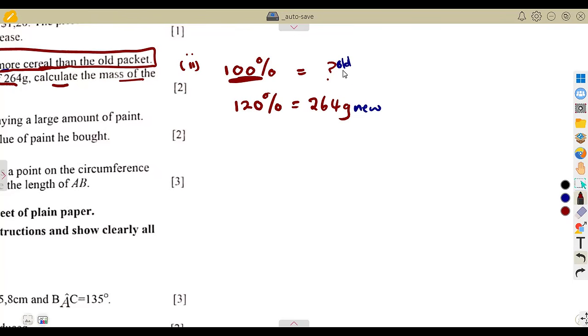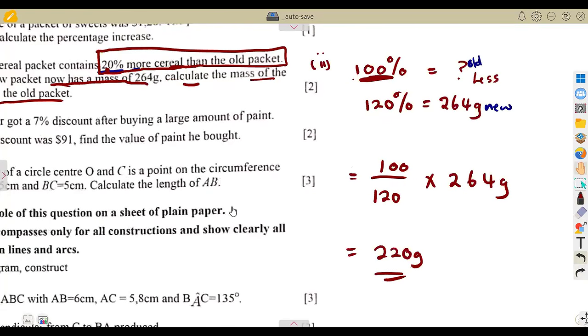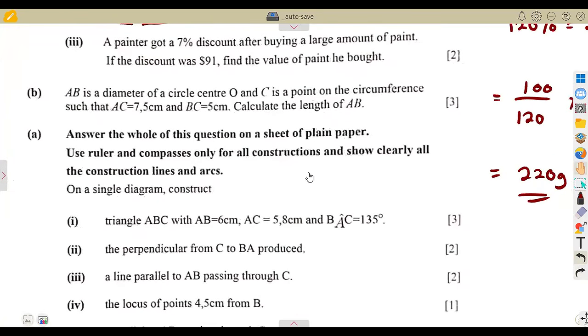So from our simple proportion, we can see that the 100 is a lesser value because 120 is bigger than 100. So this value is going to be less. Meaning to say our value is going to be the lesser value, which is 100 over the bigger value of 120 times 264 grams. The answer that you are going to have is in grams, because the percentage cancels. So that is going to give us grams. Like I said, this is you and your calculator. You're going to obtain 220 grams. Make sure that you use your calculator properly, depending on the calculator that you are having.